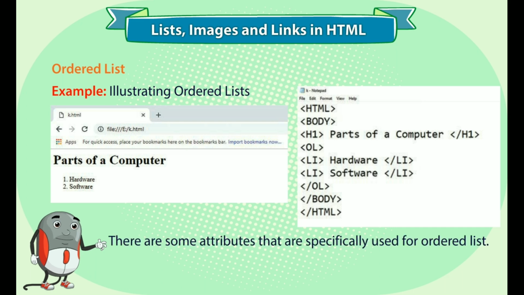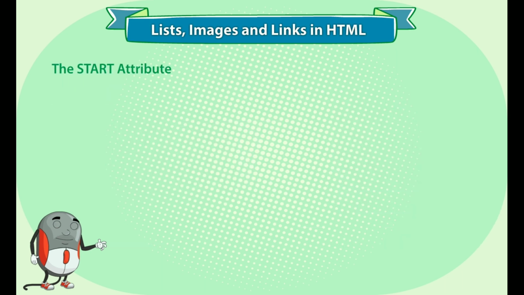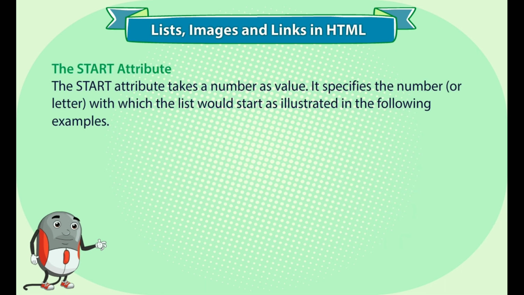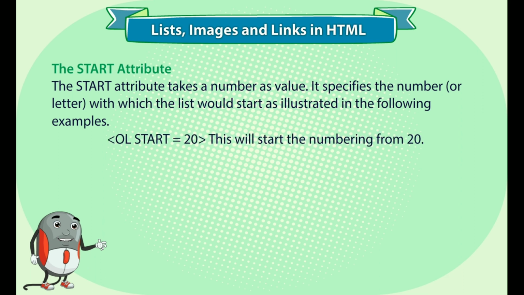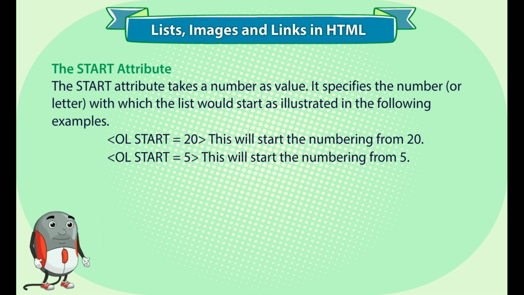There are some attributes that are specifically used for ordered list. The start attribute. The start attribute takes a number as value. It specifies the number or letter with which the list would start as illustrated in the following example. OL start equals 20. This will start the numbering from 20. OL start equals 5. This will start the numbering from 5.